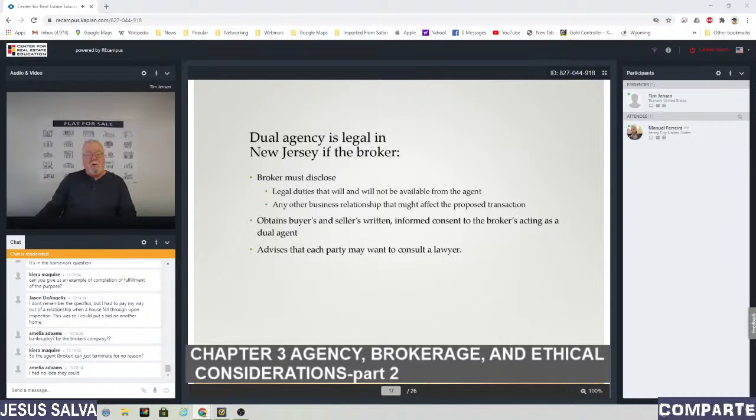Dual agency in New Jersey is legal if the broker discusses legal duties that will or will not be available from the agent. Mr. Seller, I know you want me to represent you as a seller, but would you allow me to be a seller's agent and a disclosed dual agent if the opportunity arises? And if so, these are the legal duties that will or will not be available from me, your agent, if we do that.